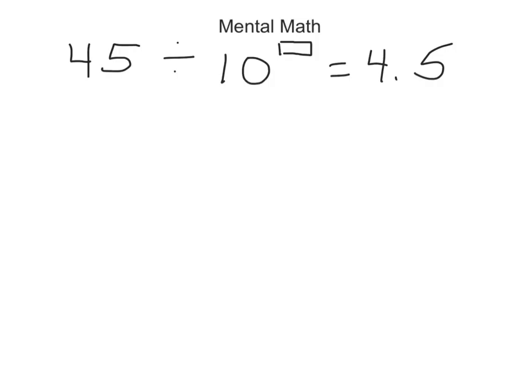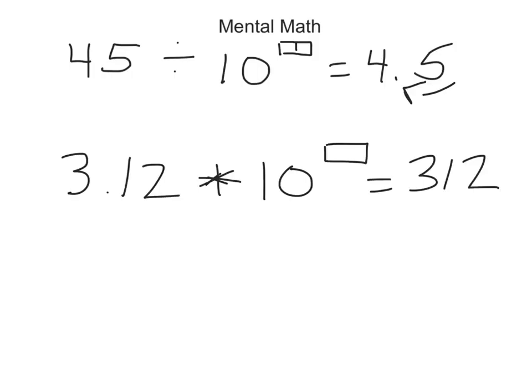So the problem you see in front of you is 45 divided by 10 to the something power is equal to 4.5. Think about that for a second, and hopefully you're going to put a 1 in there, so that it's 45 divided by 10 to the power. So that 45 is going to move one spot from where it originally was over to there. So that's our first mental math problem.